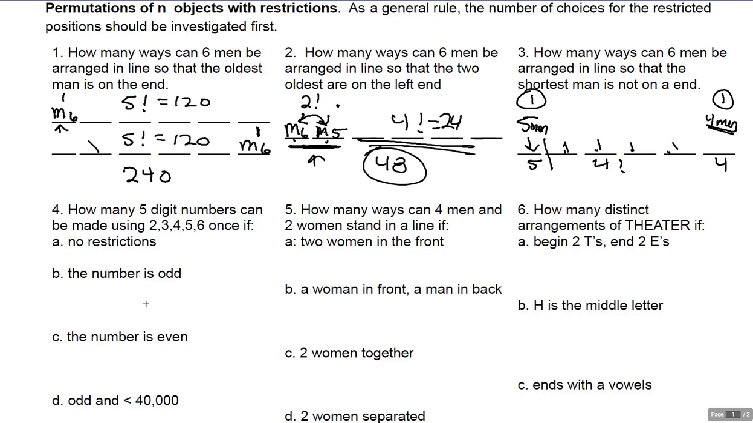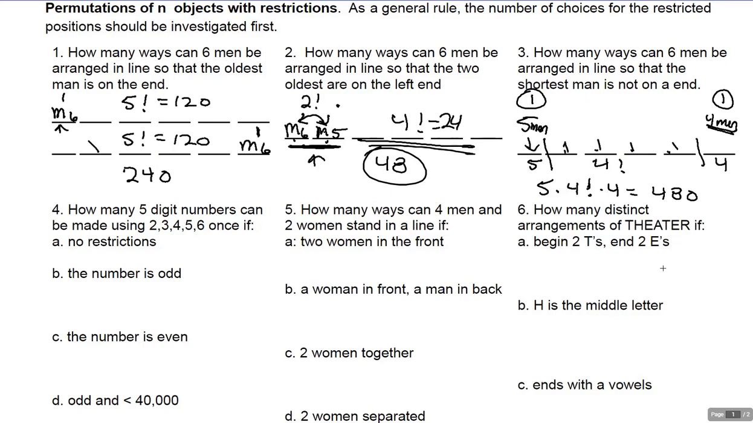How can I arrange this first space? 5 ways. How can I arrange these middle 4 spaces? 4 factorial ways. How can I arrange this last space? There are 4 different ways I can make that happen. What's 5 times 4 factorial times 4? 480. And this is what I'm talking about. They can get a little confusing. Whenever they talk about requirements, then you always go back and focus on the requirements first. Does that make sense?